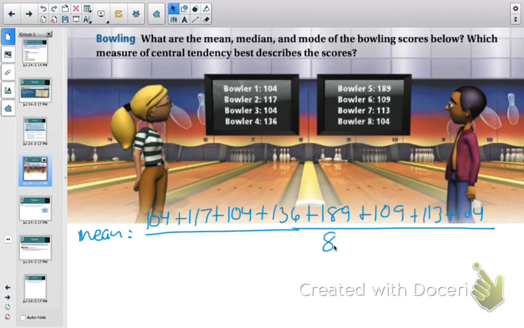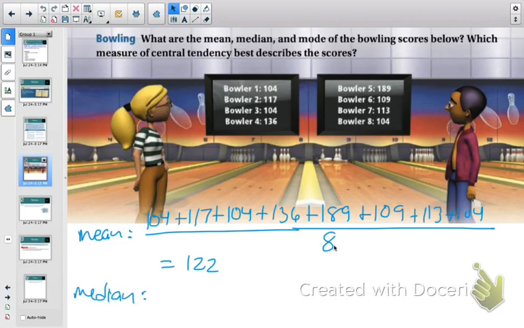And if we do that, I believe we get 122. I think, if I'm remembering correctly. Okay, so that'd be your mean. So that means on average, the bowlers bowled 122. Okay, your median.